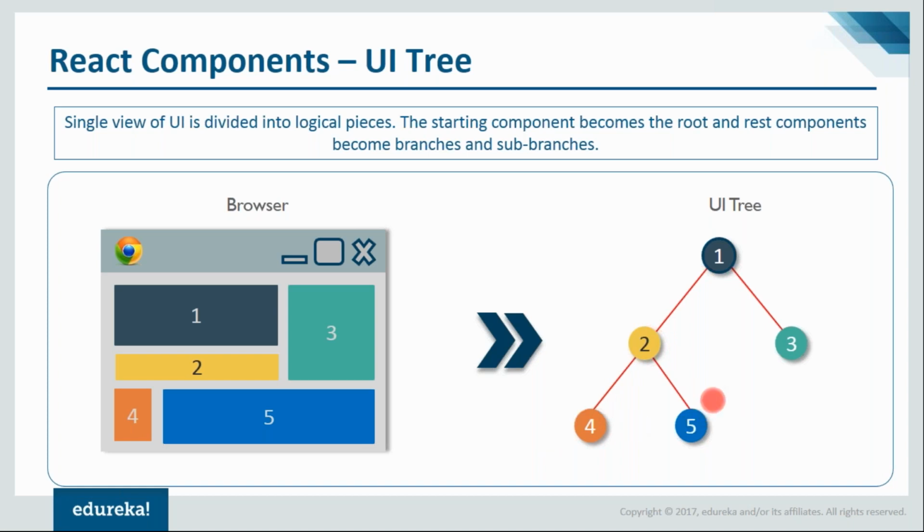Now, even though these are independent of one another, they are linked in a way such that it is the first component which invokes its child components. So in this case, it would be 2 and 3. And similarly, components 4 and 5 would be invoked by their parent component, which is component number 2. So that's how there's a relation between the components, right?